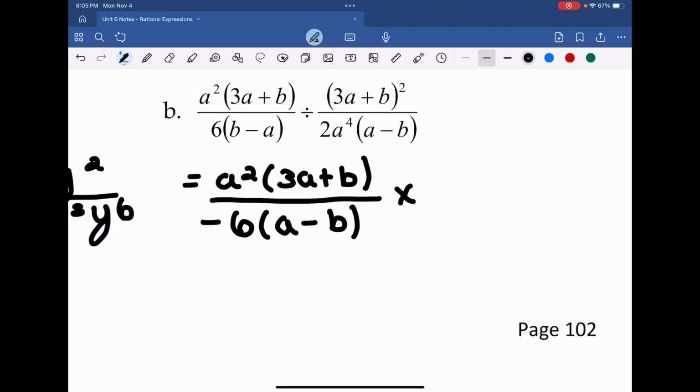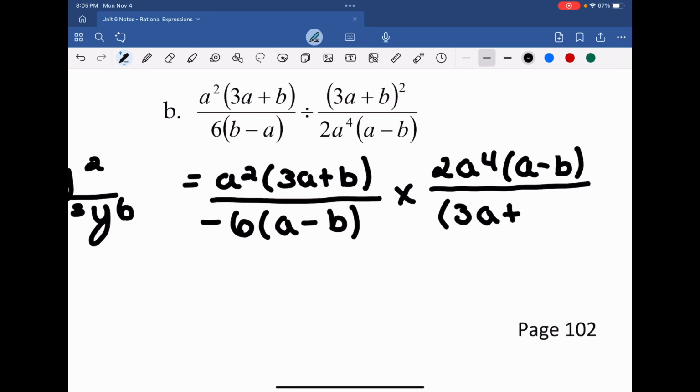I'm then going to go multiply by, and we're going to do the reciprocal, 2a to the power of 4, a minus b, and then all divided by this term in the numerator, which was 3a plus b all squared.